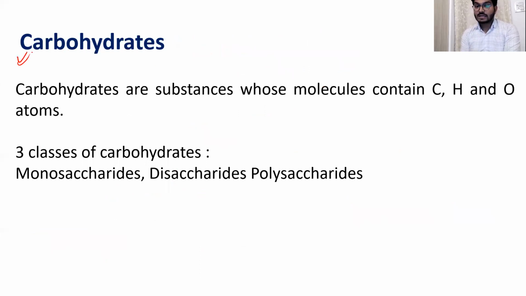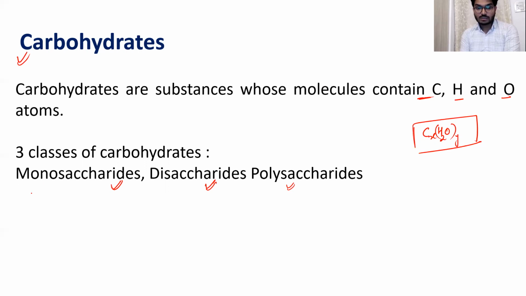Carbohydrates are substances having carbon, hydrogen, and oxygen atoms. In other terms, we can simply say these are the hydrates of carbon. The general formula of the carbohydrate is CxH2yOy. We classify the carbohydrates into three categories. The first is monosaccharide, the second is disaccharide, and the third is polysaccharide.